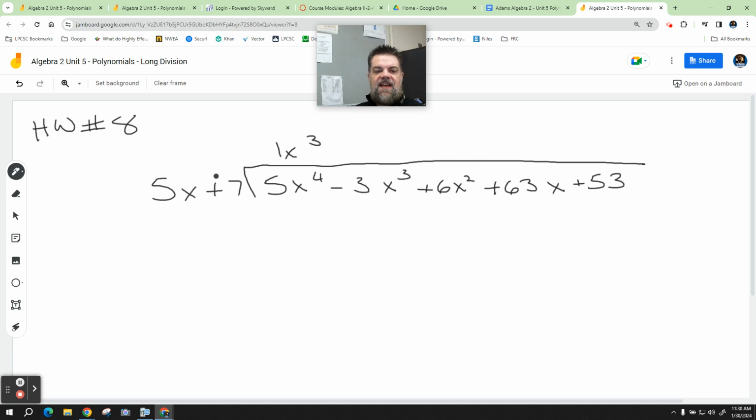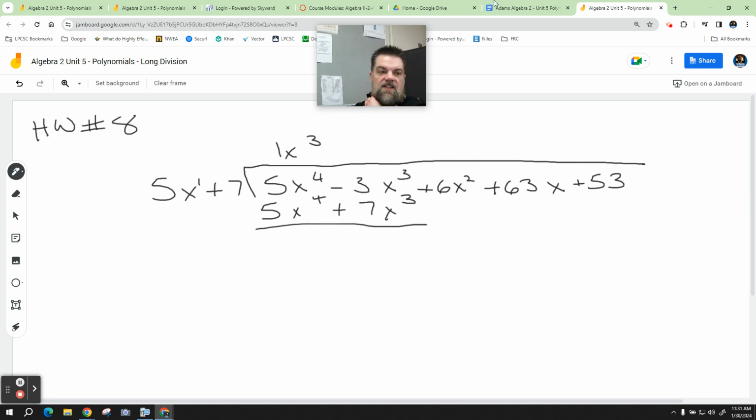So the common mistake that's made is we forget to multiply by both terms. Remember, 5x is a term and positive 7 is a term. We have to multiply by both terms. So 1 times 5 is 5. X to the third power times x to the first power is actually x to the fourth power. We're not done. I've got to multiply this by this. So 1x cubed times 7 is actually 7x cubed, positive 7x cubed.